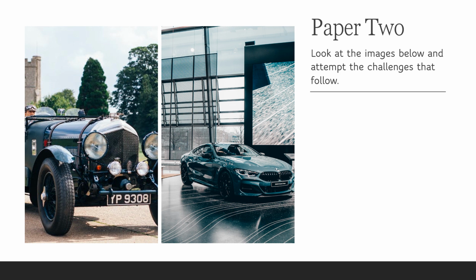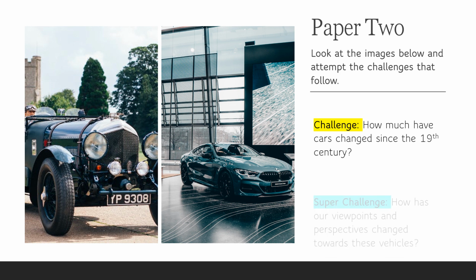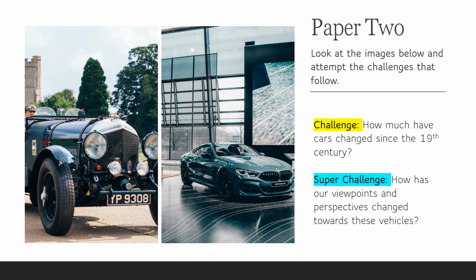Look at the images below and attempt the challenges that follow. So the first thing to think about would be, how much have cars changed since the 19th century? Now this is a really important thing to consider because again, whenever you're thinking about paper 2, you always have to think about the 19th century, but also the 21st century as well. So the topic we're looking at today is going to be based on cars, so think about how they've changed in the last 200 years.